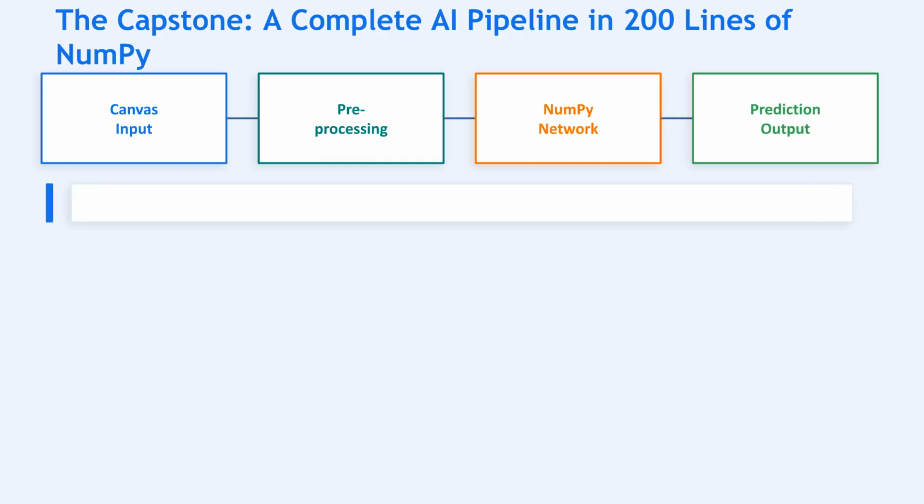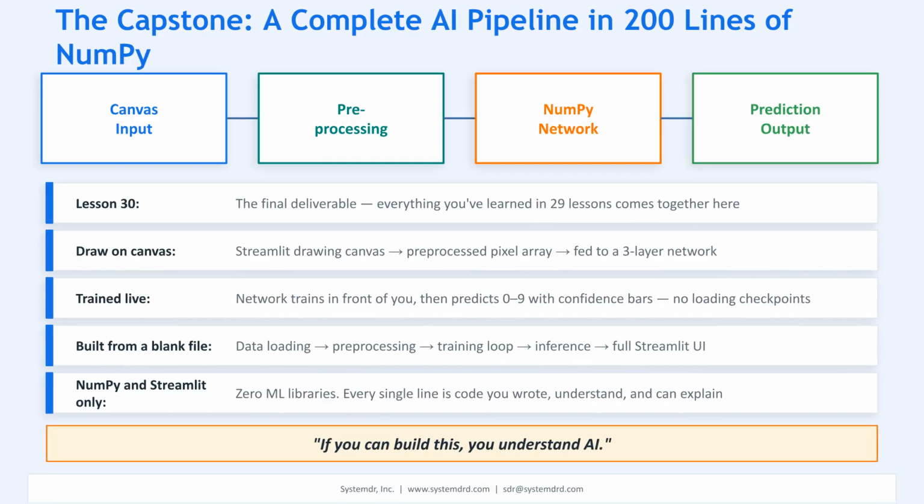The capstone is a complete AI pipeline in 200 lines of NumPy. It covers the full flow: drawing input, pre-processing, feeding it into your NumPy network, and producing a prediction. If you can build this, you understand AI. Every line is code you wrote and can explain, using 0 machine learning libraries.